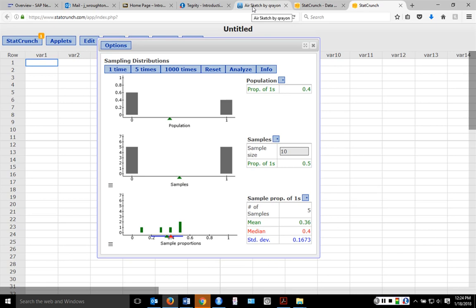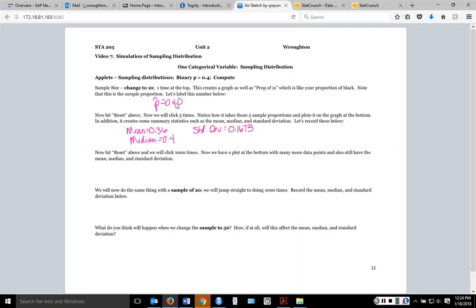So we got a mean of 0.36, a median of 0.4, and a standard deviation of 0.1673. And I'll just show you where I recorded those. And then up here, when we got that proportion of ones, that's a p hat. Remember that symbol, that sample proportion value. So here's what we've got so far.